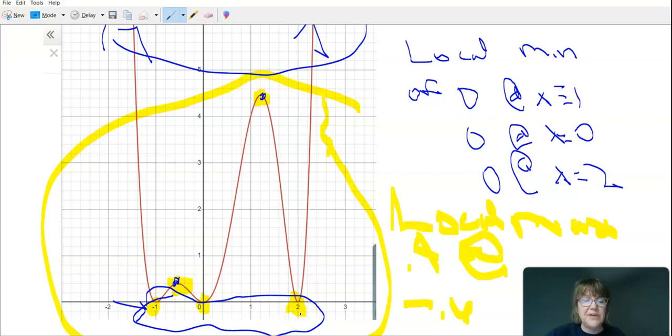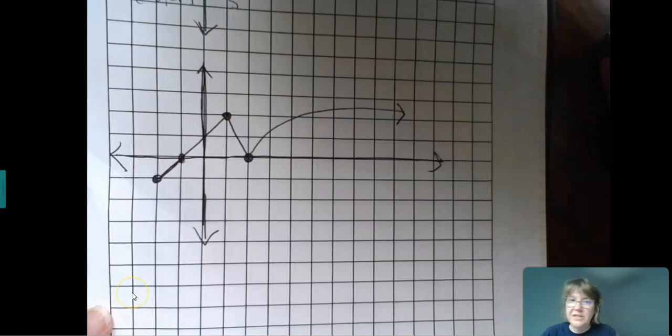So you have an absolute min value of 0 at these 3 points. But as far as an absolute max, not so much, because it goes off to infinity. All right, I'm going to just sketch one so you can see maybe what some of the weird ones look like. All right, let's look at this graph.